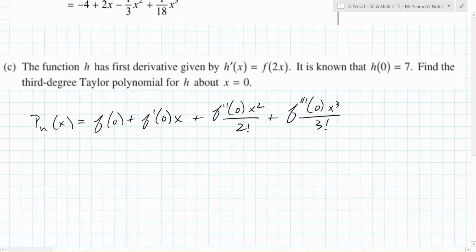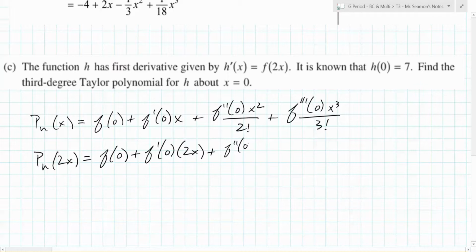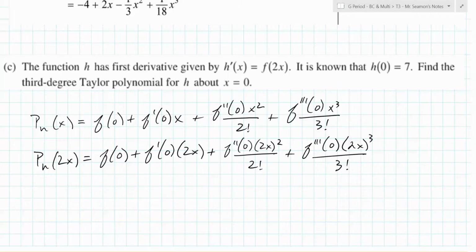Excellent. So then what do we plug in for x? 2x. So we know P3(2x) is equal to what? Well, f(0) plus f'(0) times 2x plus f''(0) times 2x all squared over 2 factorial plus f'''(0) times 2x all cubed over 3 factorial. Nice. So it's saying that h'(x) is equal to f(2x). Does this help us? Yeah. Now you know that this right here is h'(x).